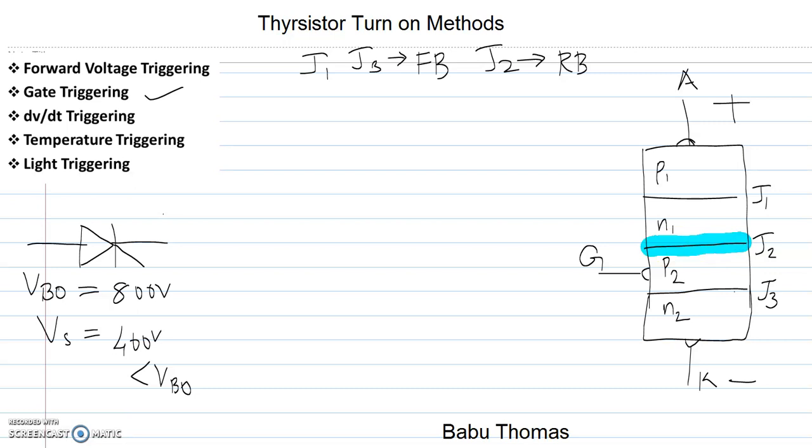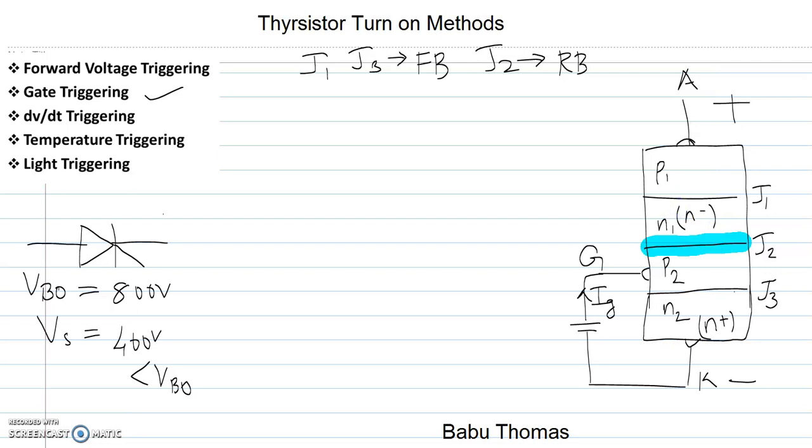Now, in order to make this device go into the conduction mode, you have to give a gate supply. The gate is supplied by giving a positive gate current across the anode and cathode. That will result in the flow of current Ig. There is a difference in the doping levels of the different layers of this thyristor. N2 is heavily doped and N1 is lightly doped.